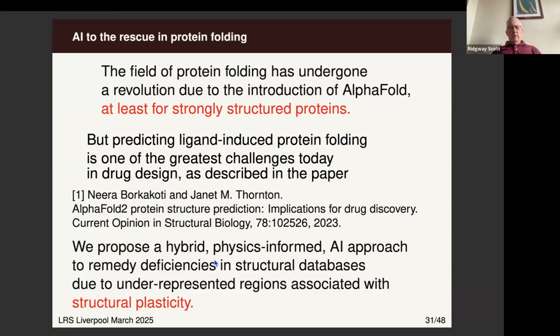And so we're proposing a hybrid physics-informed AI approach. So the physics in question is the dehydron. We want to use the concept of dehydron to say, where could it be that we need to do something to fix up the AlphaFold predictions? And we're associating it with what we're calling structural plasticity. So this may not be a new term, but at least it was new to us, to identify this twilight zone Ariel talks about between order and disorder as being associated with structural plasticity.